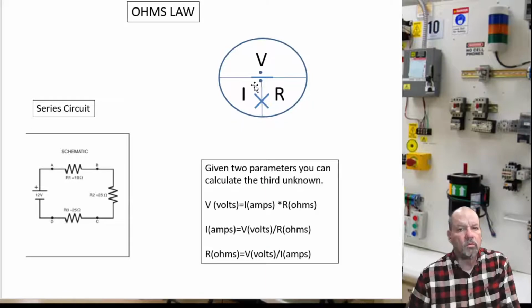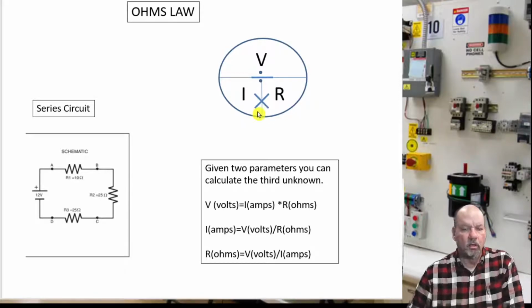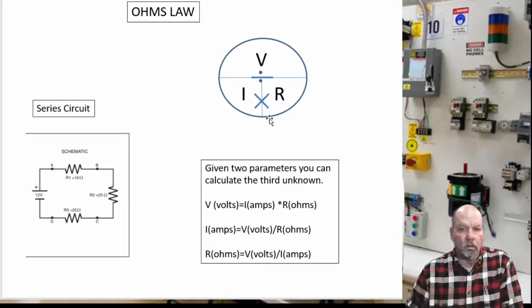Now, assume the horizontal line means divide, okay? Assume the vertical line means multiply. You don't have to put the divide and multiply sign, but I'm going to do it the first time just to clarify what we're talking about. All right, so our first equation, V is equal to I times R. Well, we get that in a circle by saying V is equal to I times R. All right, the second equation, we're going to solve for I this time. So I is equal to V divided by R.